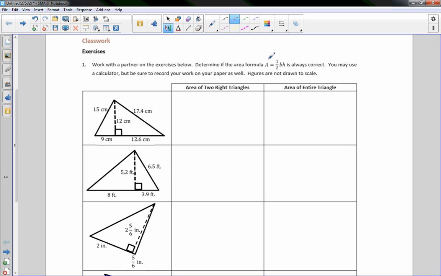Determine if the area formula, area equals 1/2 base times height, is always correct. You may use a calculator. Be sure to record your work on your paper as well. Figures are not drawn to scale.